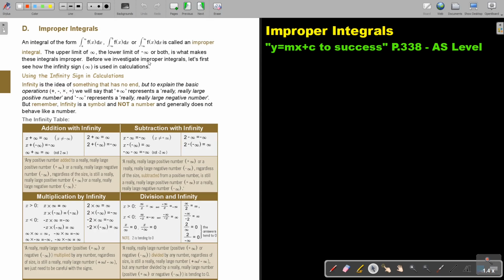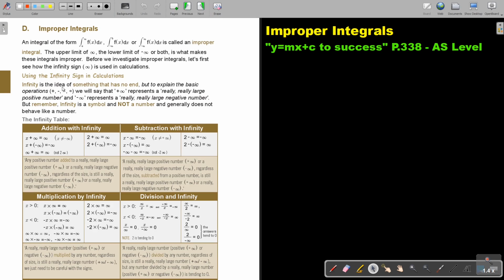Before we investigate improper integrals, let's first see how the infinity sign is used in calculations. Now, this is actually a very difficult concept, especially at this level. I think it's more after school that you will encounter this, but just because this is in the syllabus, I must show you a little bit more before we go to improper integrals. So let's first look at using the infinity sign in calculations.